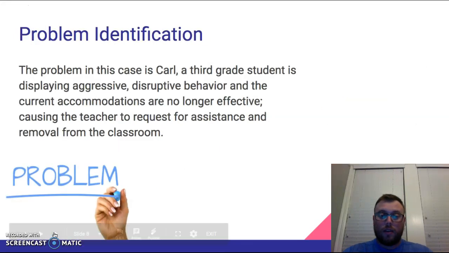The problem in this case is Carl, who's a third grade student, is displaying aggressive, disruptive behavior, and the current accommodations are no longer effective, causing the teacher to request for assistance and removal from the classroom.